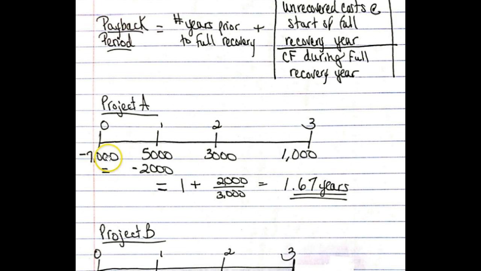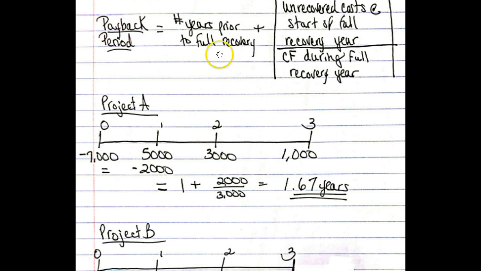Let's look at Project A. So we have a cost of $7,000 at year 0. If we add $5,000 to that $7,000 in year 1, our running total is basically negative $2,000. Okay? You can see, given that there's $2,000 in unrecovered costs at the end of year 1, that by the end of year 2, Project A will have recovered its costs.